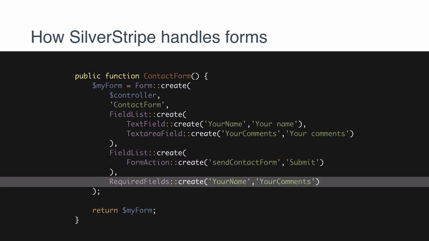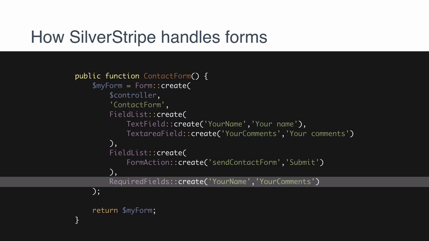Lastly, we have this RequiredFields object. It takes a list of form field names that it will validate. Now, validation, as you know, is an infinitely complex beast. In this case, we're doing very basic validation that simply ensures that the fields contain valid data. Each form field validates itself, so an email field will validate differently than a number field or a text field.